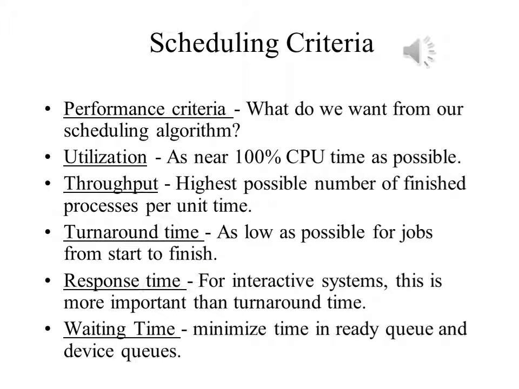There are several factors that help determine choice of scheduling algorithm. Performance criteria. What exactly do we want from our scheduling algorithm? This requires us to look at more specific goals. We want the CPU utilization to be as close to 100% as possible.